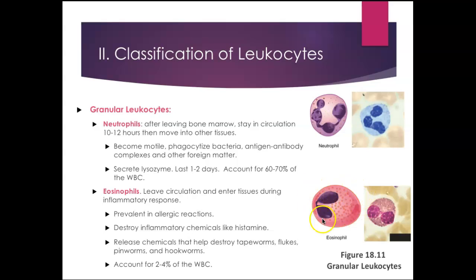Next, we have eosinophils. Eosino, by the way, means red, so their granules stain this red color, and they leave circulation and enter our tissues during inflammatory response. So they are prevalent in allergic reactions. They are going to destroy inflammatory chemicals like histamine and release chemicals that help destroy any of the helminth worm infections. So tapeworms, flukes, pinworms, and hookworms. And we don't have very many of them. About 2 to 4% of all of our white blood cells will be eosinophils.